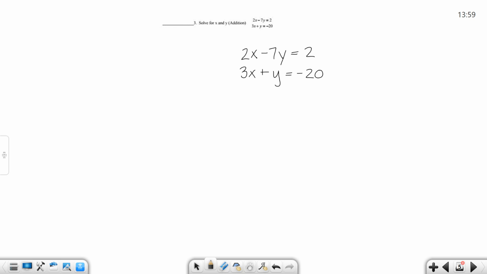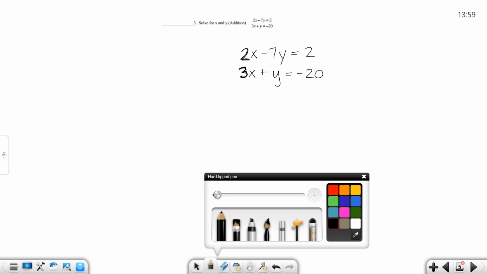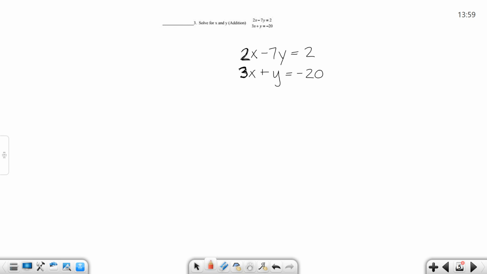The second thing that you want to do is multiply either or both equations by non-zero constants so that the x or y sum is 0. In other words, we want to make the x's opposite or the y's. I'm going to choose x's. So if I look at this x group, I have a 2x and I have a 3x. I know that 2 and 3 both go into 6. So I need to make one of them a positive 6 and one of them a negative 6. It doesn't matter which one. I just need to make them opposites.